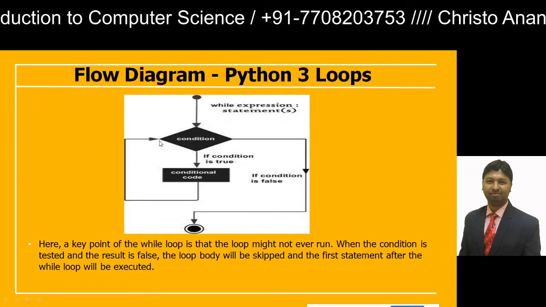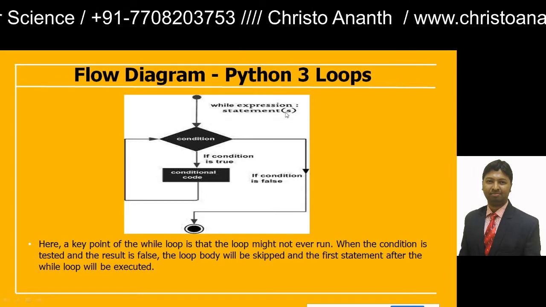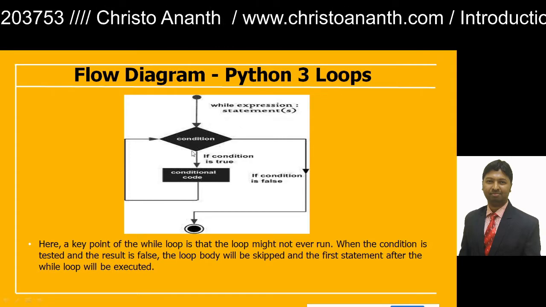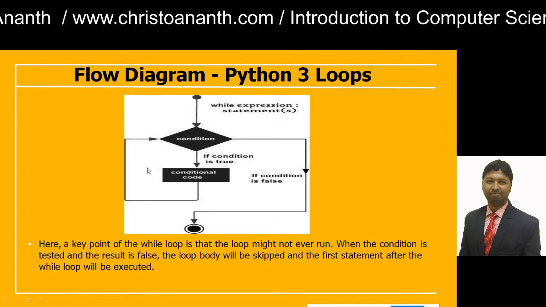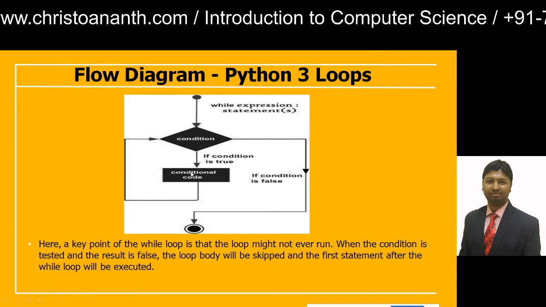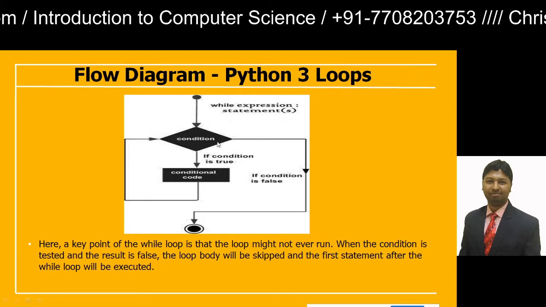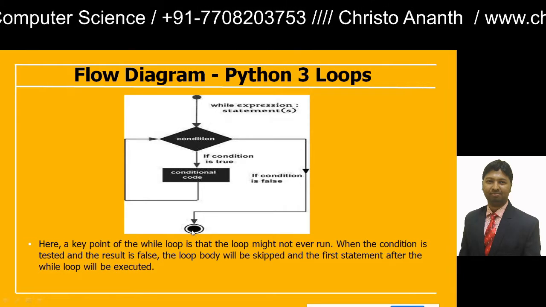This is the flow diagram of Python 3 loops for the while statement. While expression, statements: you go with the condition. If the condition is true, you go with the conditional code. It goes into the loop, incrementing, and goes on through the loop. Afterwards, if the condition isn't satisfied, it terminates out of the loop.